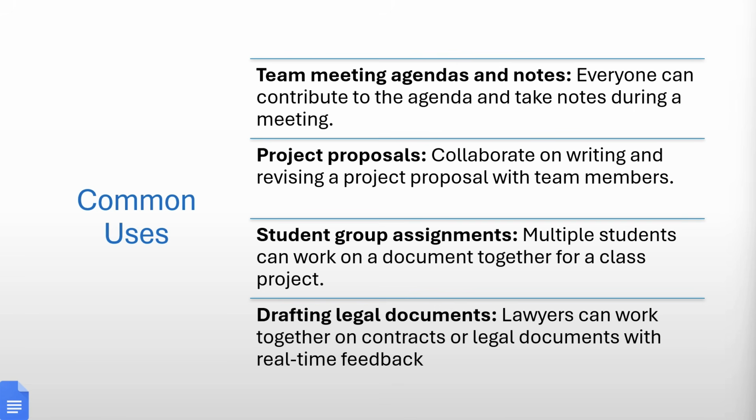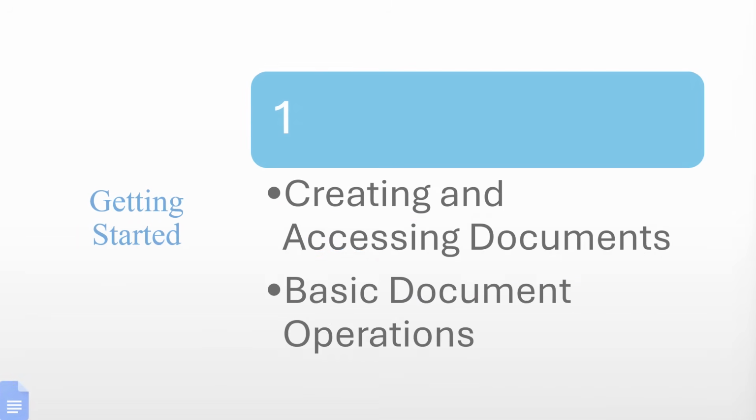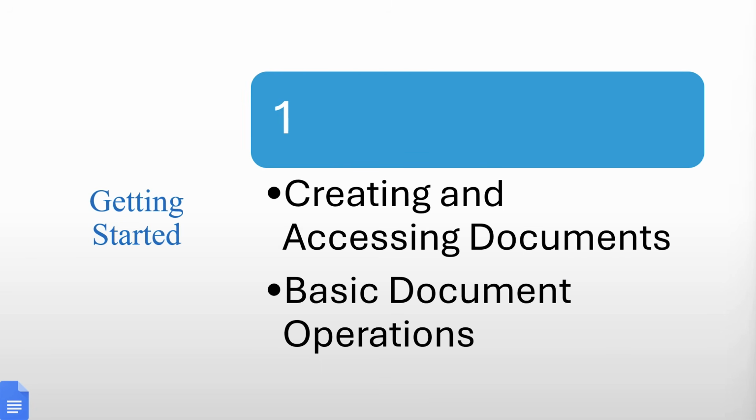When we come back, we'll go ahead and jump into lesson 1. We'll open up Google Docs, we'll take a look, have a peek around, and we'll start creating something special. For part one, let's go ahead and get started here. We'll take a look at how we can create and access documents, and we'll take a look at some basic document operations as well. The first thing we want to do is to be able to get to Google Docs.